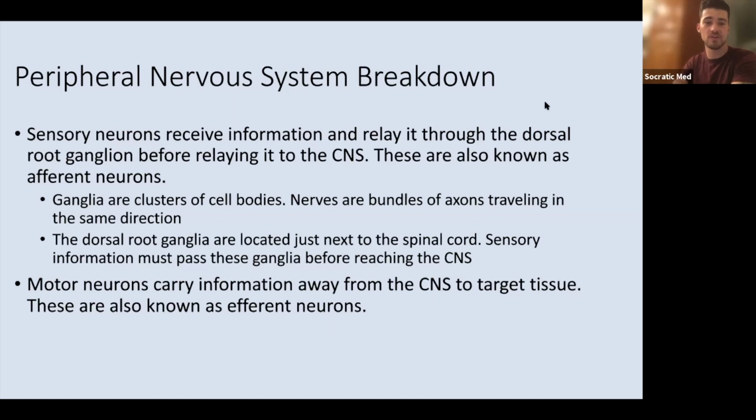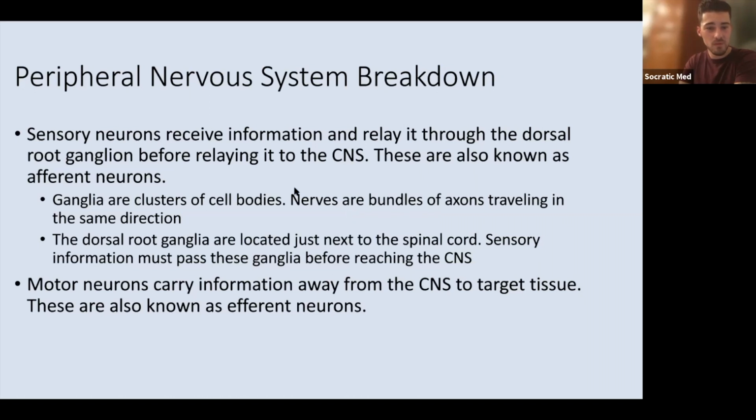And I used the phrase dorsal root ganglion. I said preganglionic cells before. So ganglia, which is the plural of ganglion, are clusters of cell bodies. And on that note, nerves are bundles of axons traveling in the same direction. So for example, we talked about the sciatic nerve a little bit before and how it's just one single axon. The length of it is one single axon, but the actual nerve is a bundle of different neurons. So a nerve is a bundle of axons, and the ganglia are clusters of cell bodies.